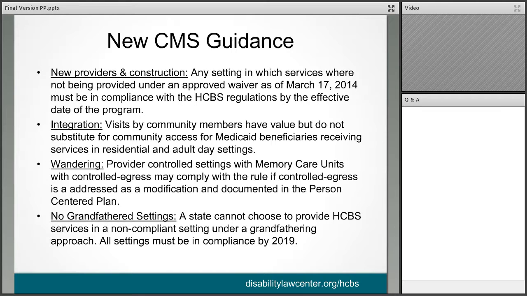And so now we will move on to some new CMS guidance, and my colleague Amberly Dattila will be covering this portion.